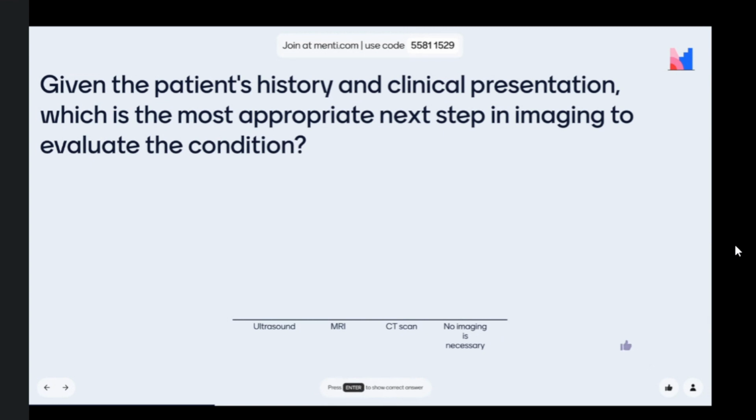So now our question. Given the patient's history and clinical presentation, if you want me to tell you more about his clinical presentation, he has a history of minor trauma to the area 1 week ago. Also, the swelling is non-tender and there are no signs of systemic infection. So now, which is the most appropriate next step in imaging to evaluate the condition? Will you do an ultrasound, an MRI, a CT scan, or no imaging is necessary in this case?